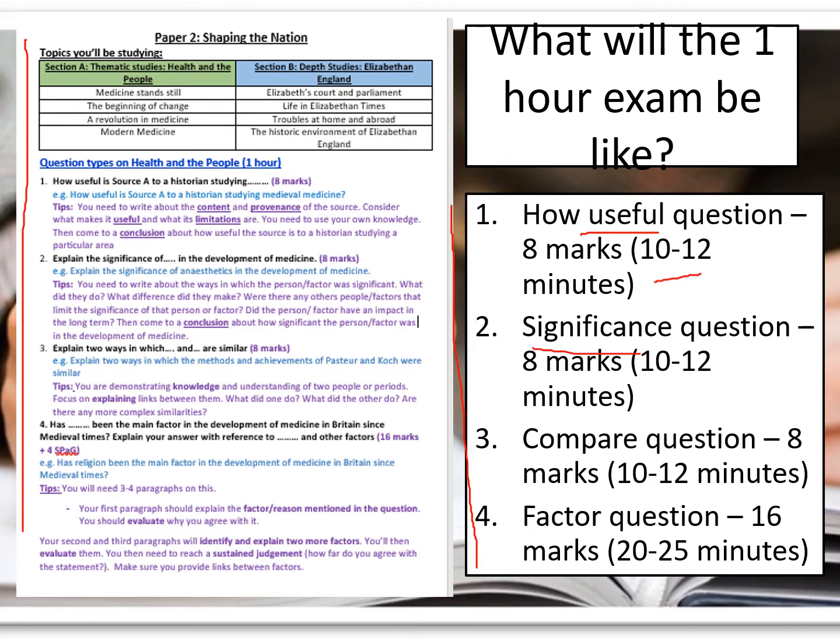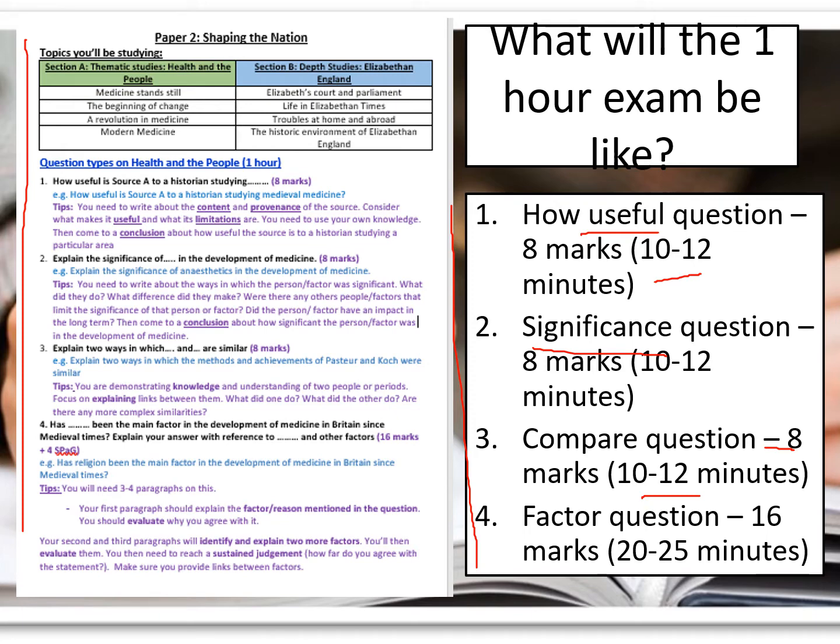The second type of question you're going to be asked is a significance question. Again, it's going to be worth 8 marks, so you spend about 10 to 12 minutes on it. The third question you're going to be asked is you're going to be asked to compare either 2 different time periods, 2 different wars, or you could be asked to compare 2 different individuals. And again, as it's worth 8 marks, we're going to spend about 10 to 12 minutes on it.